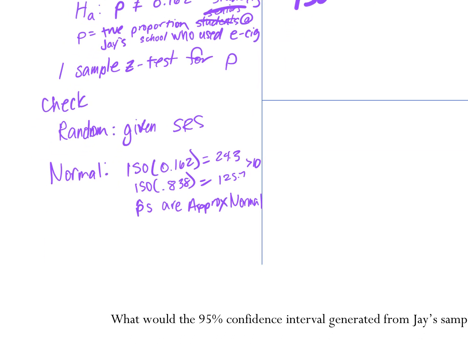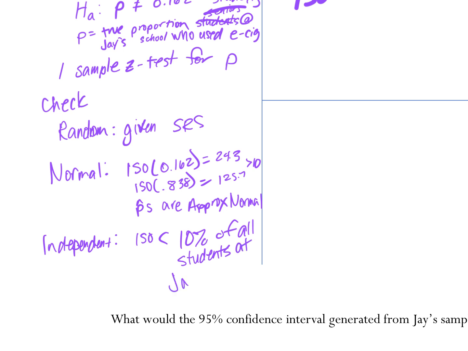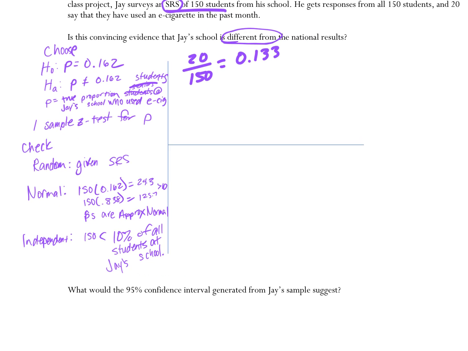Independent. Large urban high schools have plenty of students. We're going to say it's reasonable to assume 150 is less than 10% of all students at Jay's school. It would not be reasonable to assume that of Grandview Heights. It was very much reasonable, given that he's going to a large high school. And we will jump into the calculations a little bit more tomorrow.